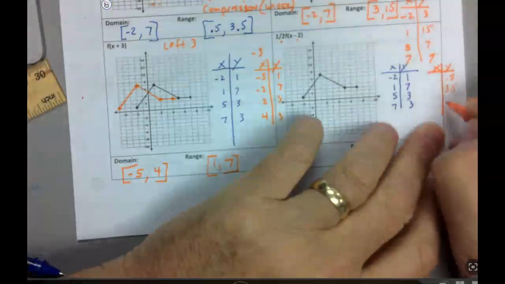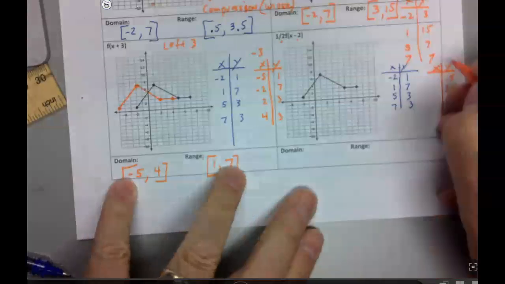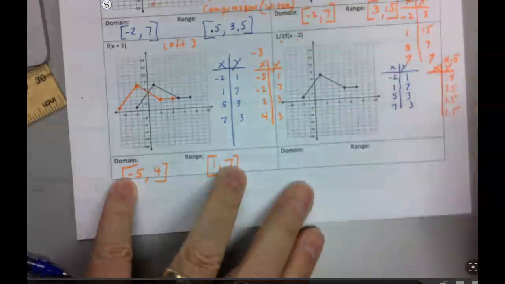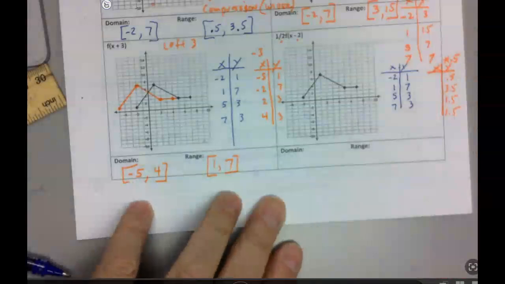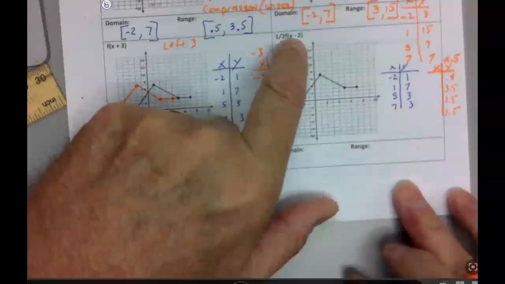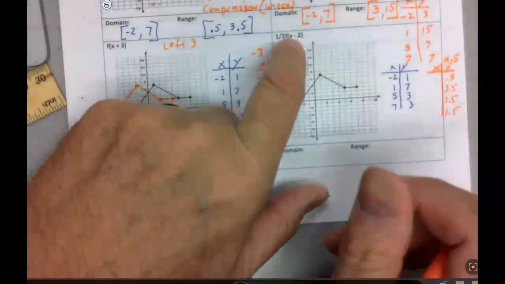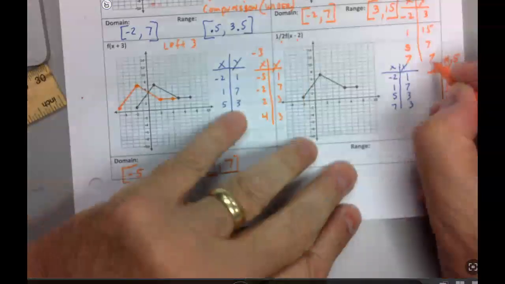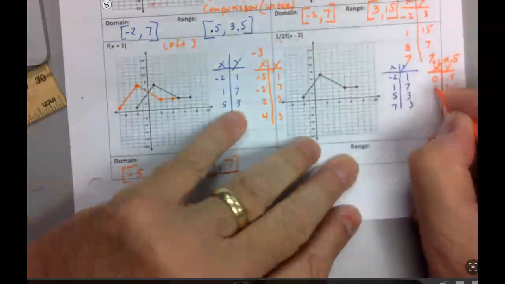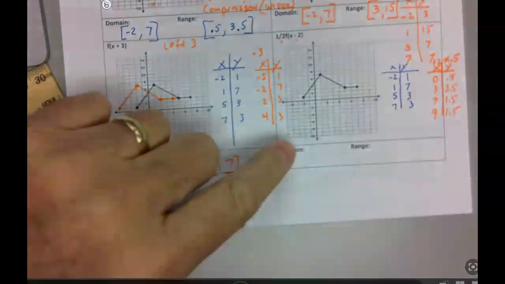So that's going to be 0.5, 3.5, 1.5, 1.5, agreed? I'll multiply everything in the y by 0.5, or 1/2. Now, what am I going to do to all the x's? Add 2. Correct? Because everything on the inside of the parentheses deals with the x. So I'm going to add 2. So that's 0, 3, 7, 9. Agreed? So let's graph it now.